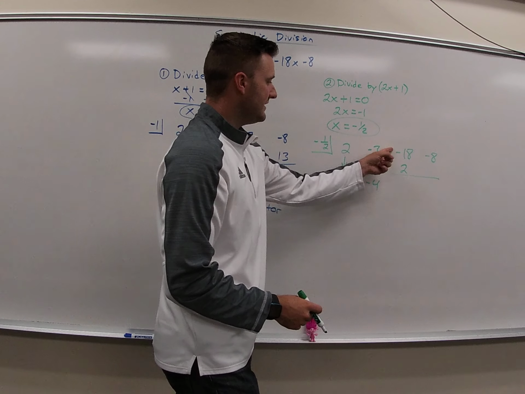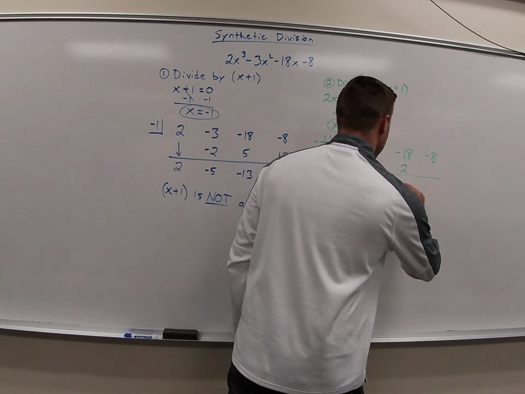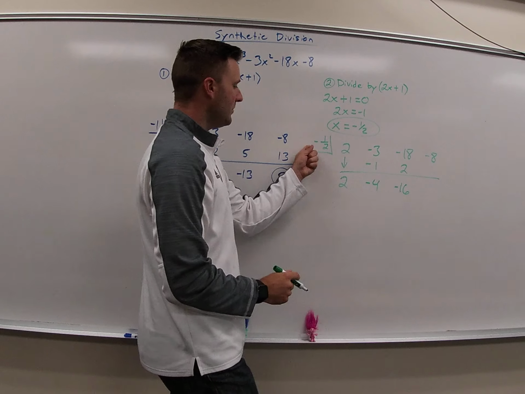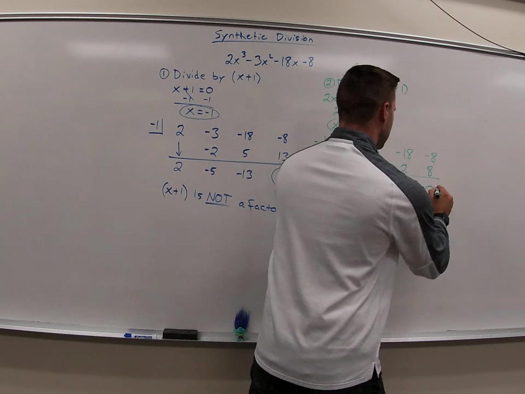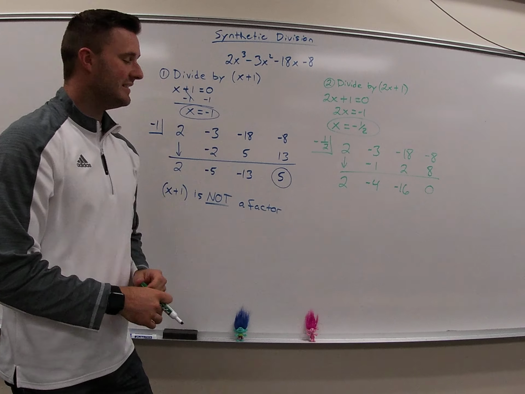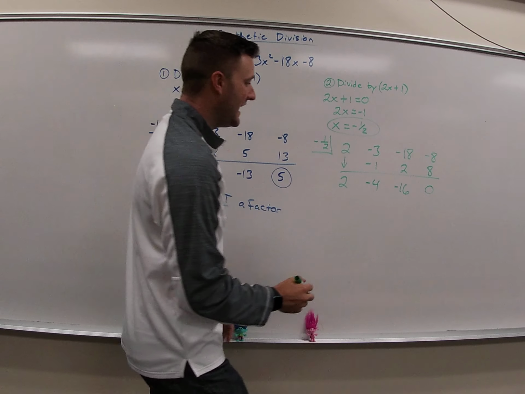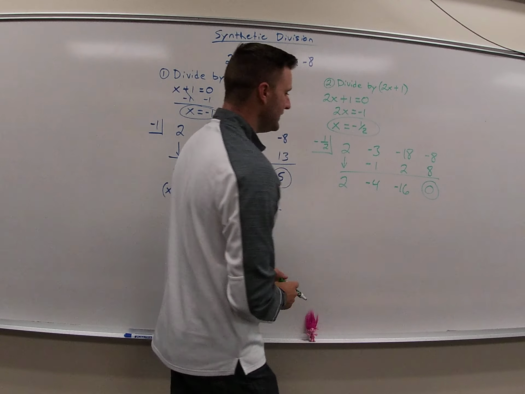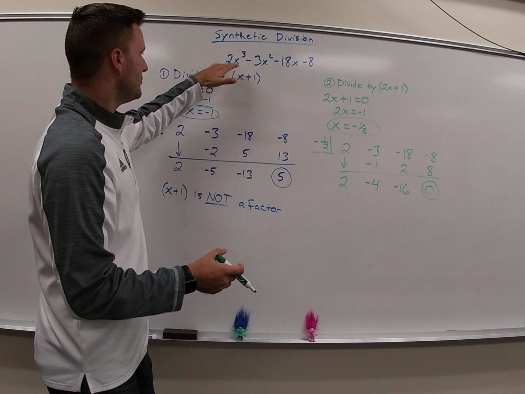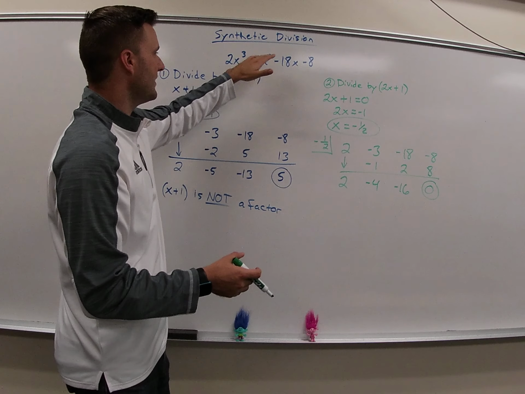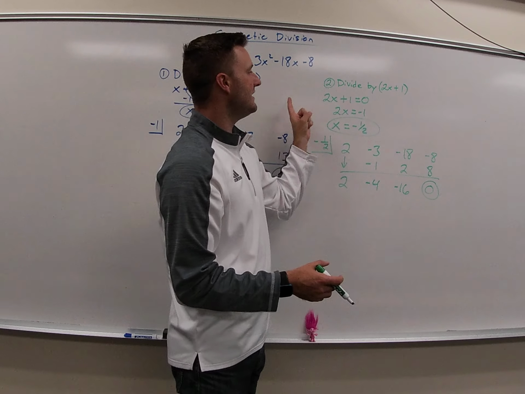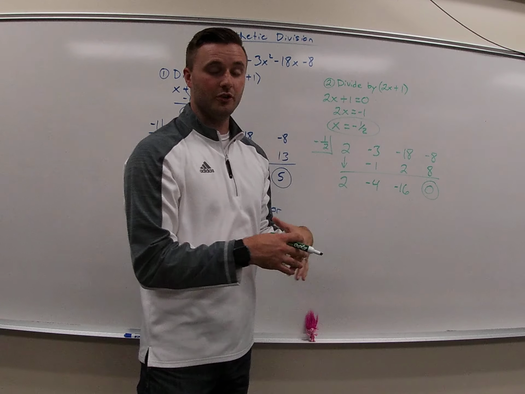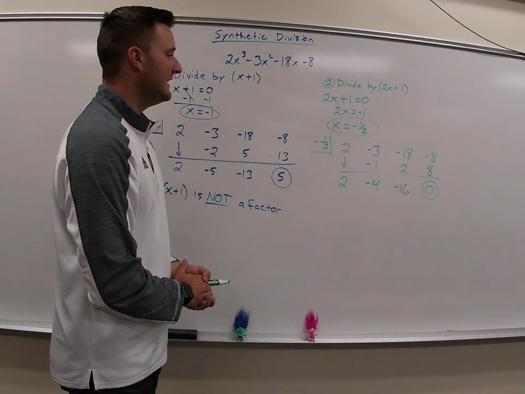What happens when I combine these together? I get a negative 16. A negative 1/2 times a negative 16 is going to give me a positive 8. And when I add those together, I get 0. So I do get a remainder of 0. This is what we want to see. Meaning that 2x to the third minus 3x squared minus 18x minus 8 is perfectly divided by 2x plus 1 with no remainders. It goes into it evenly.